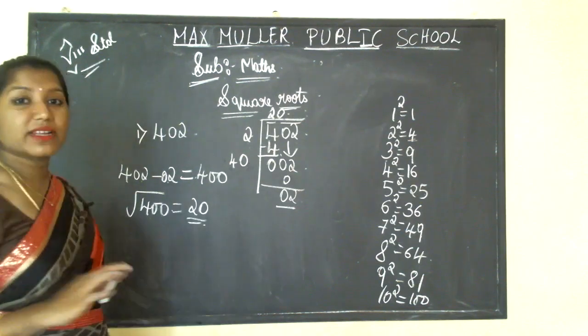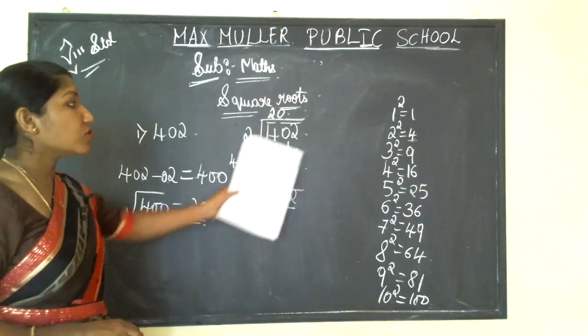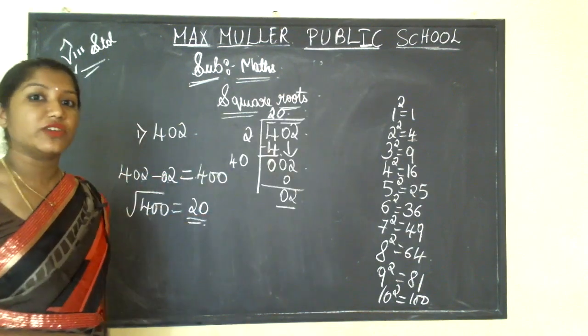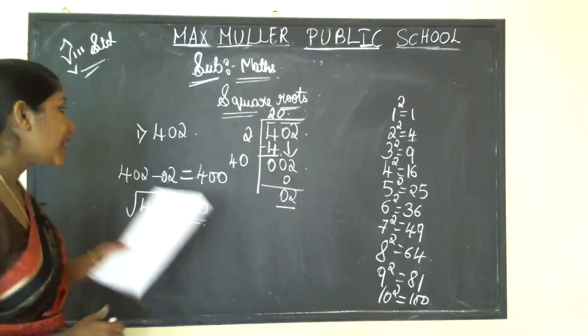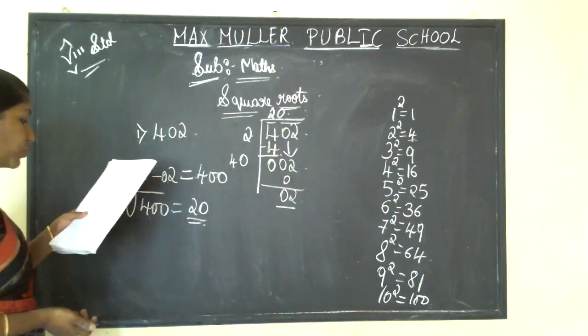If the higher number is there, you will not be able to write. So what do you have to do? You have to go with this division method. Okay? Easy, students? Like that you have to do.